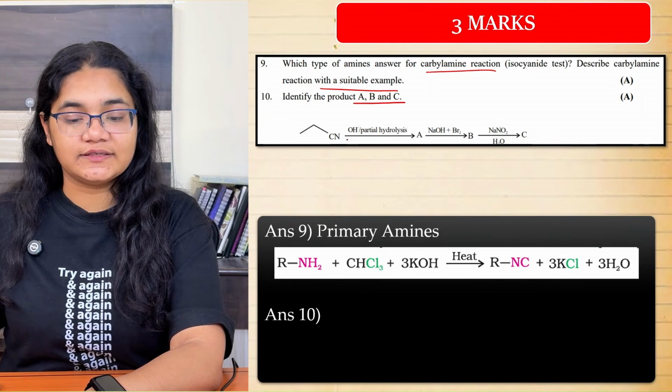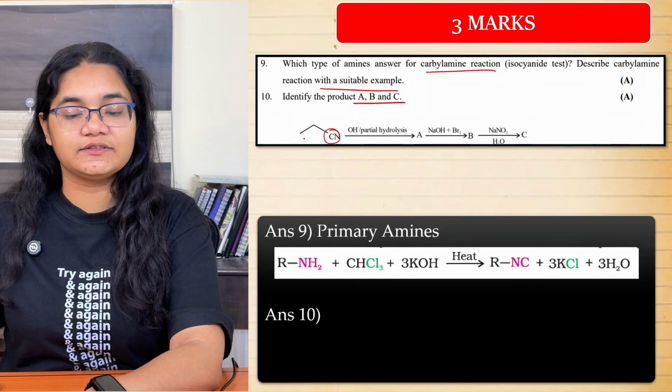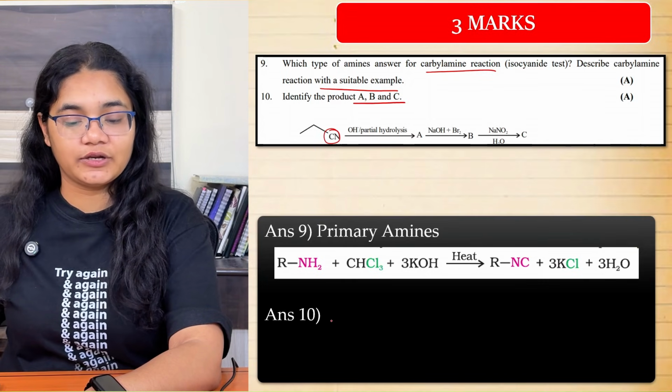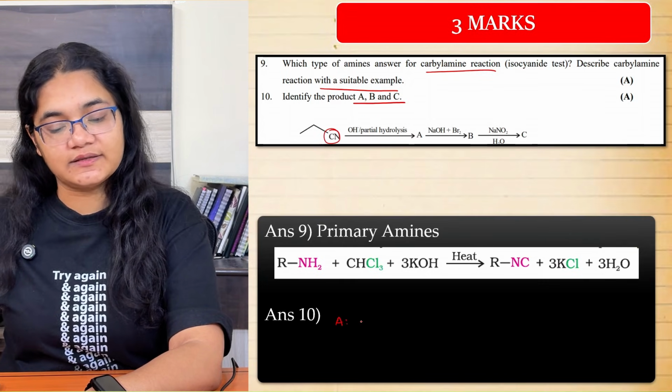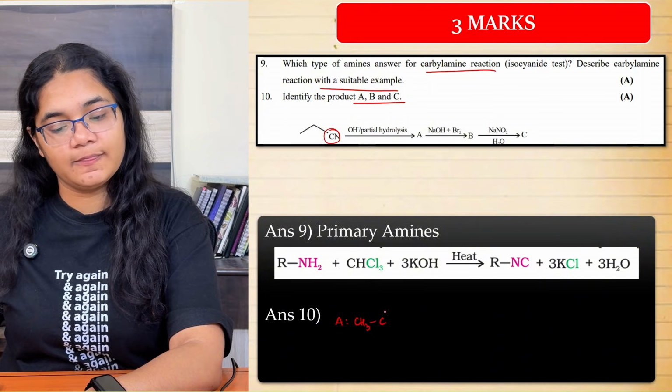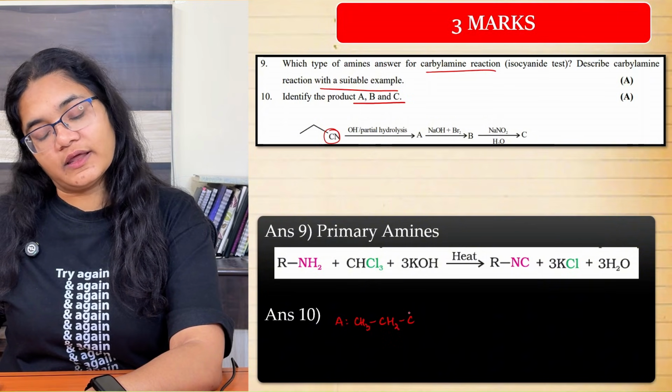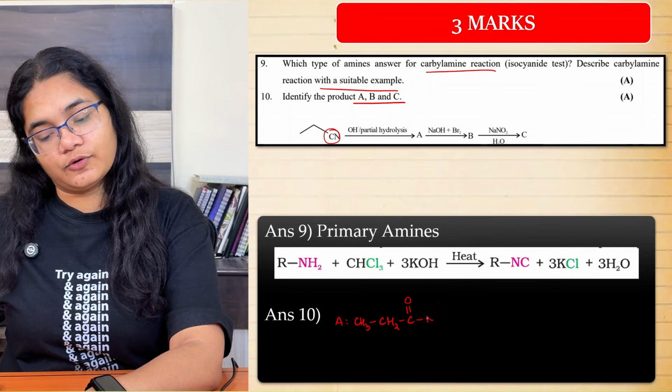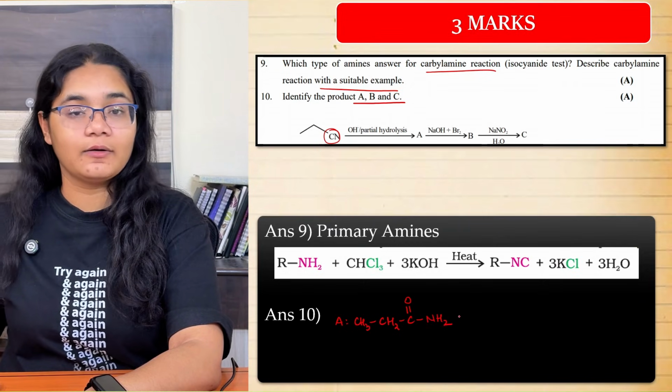Identify A, B, and C. First, you have taken CH3, there's a CN group, cyanide group, and partial hydrolysis. So A will be something like this: you have CH3, CH2, then you have CONH2. On partial hydrolysis, you get amides.